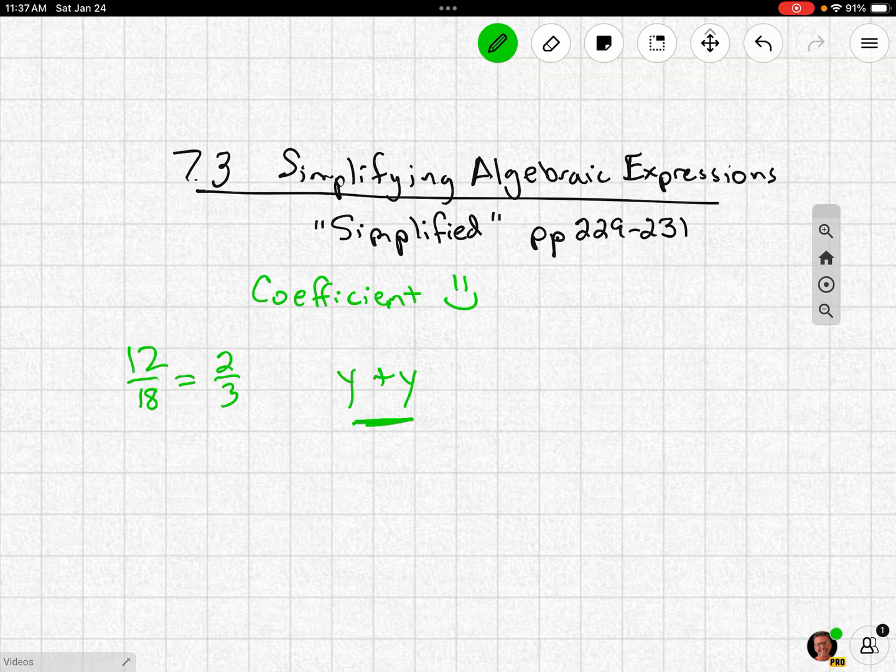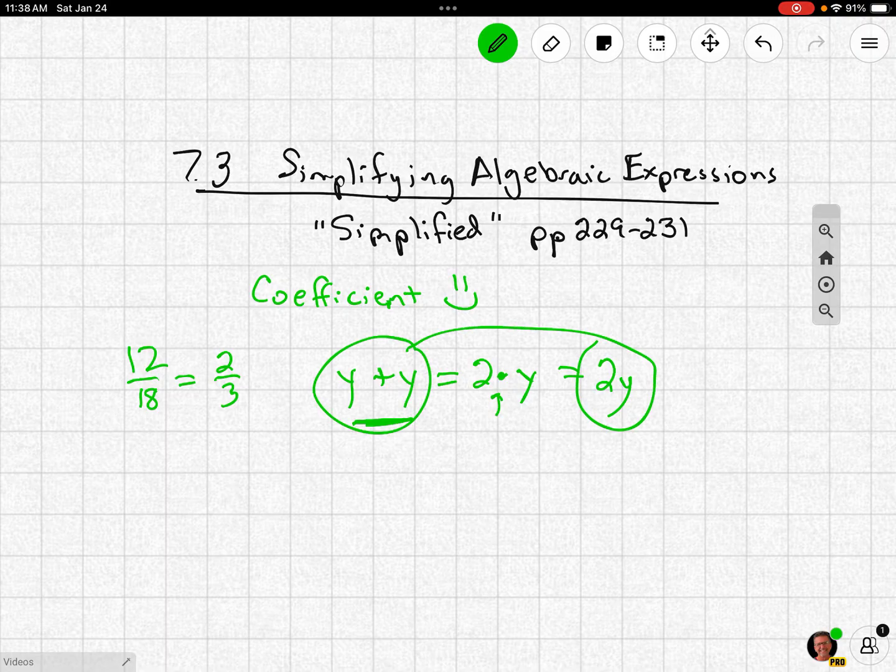This is an algebraic expression. However, it's not simplified, because the simpler way to do this with less writing is to say this is actually 2 times y. And remember, we don't really even need to say times. We don't need to put that dot in there. If we just write them right next to each other, we can just write 2y. 2y means 2 times y. So we went from this to simplify the algebraic expression. Y plus y just became 2y.